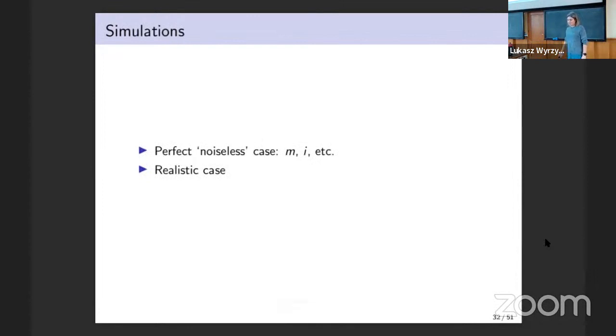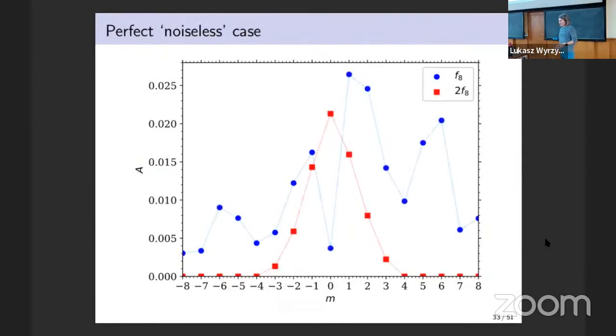I tested 2 cases. First was a perfect noiseless case where I didn't include any noise. I had constant observations without any gaps due to bad weather or even night. That was to test how different parameters, like the azimuthal order of the mode or the inclination, would change the detectability. Then I tested a realistic case, where I included gaps into observations and added noise.